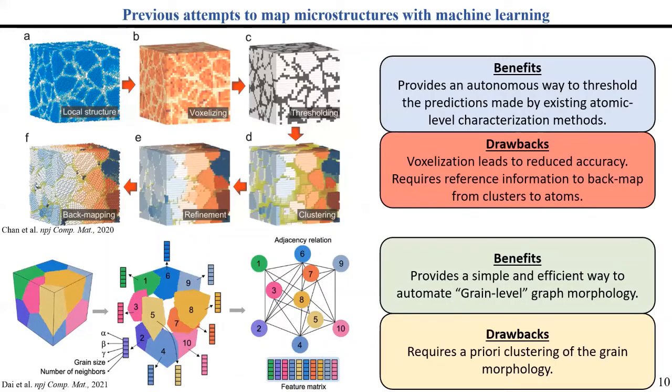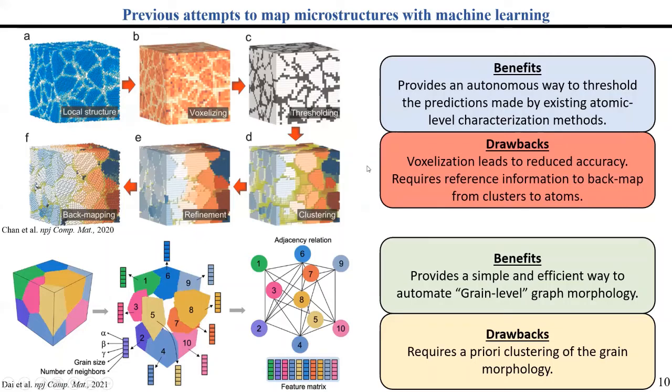So people have taken a different approach with machine learning to try and do this from a microstructure perspective. On the top, we start with the purely atomistic perspective, and then we voxelize it. When you voxelize it, you can threshold the voxelization, and then you can use machine learning to do an image recognition between the thresholded view and the clustered view, and then use another machine learning algorithm to go from the clustered view back to the atomistic view.